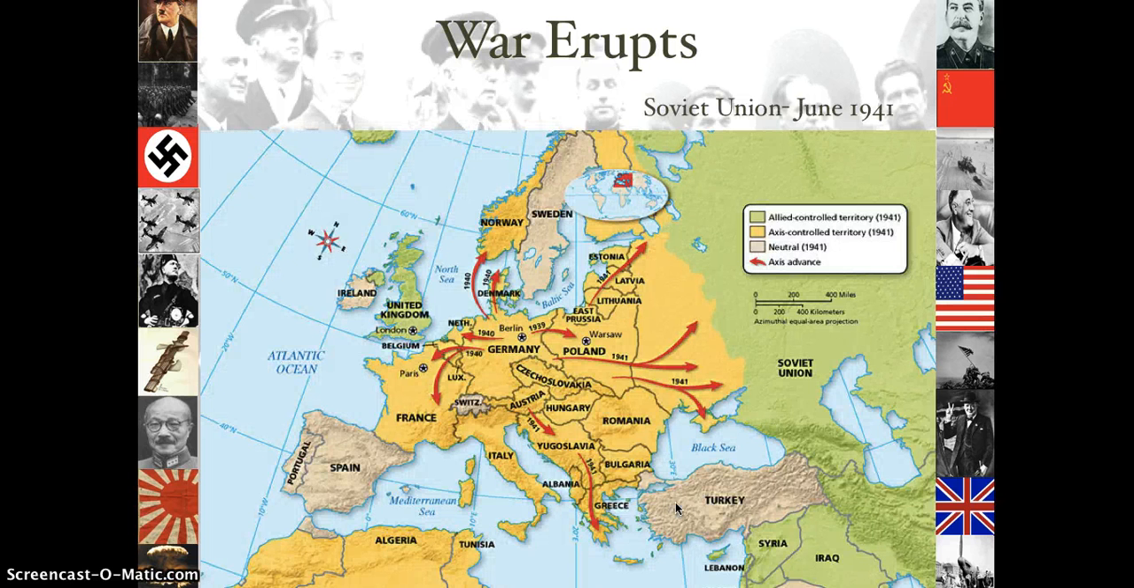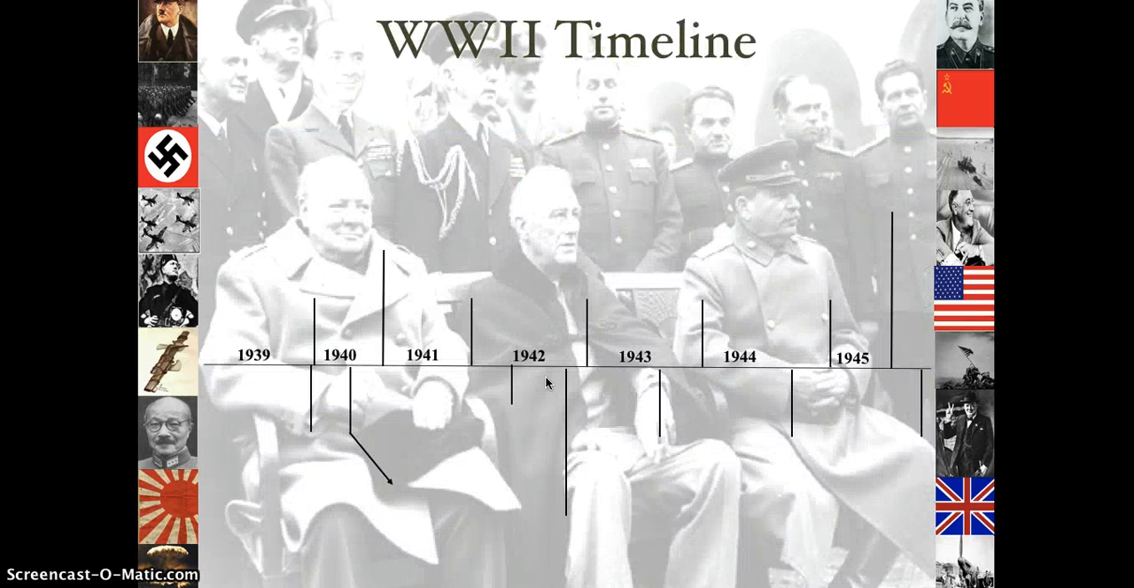So additionally, this is kind of what the map looks like as it's labeled, a little clearer example. And then we'll see that the war will get really big as Germany breaks that Nazi-Soviet pact and invades the Soviet Union in June 1941. So really quick, just a little timeline so you get a feel of where we're heading.